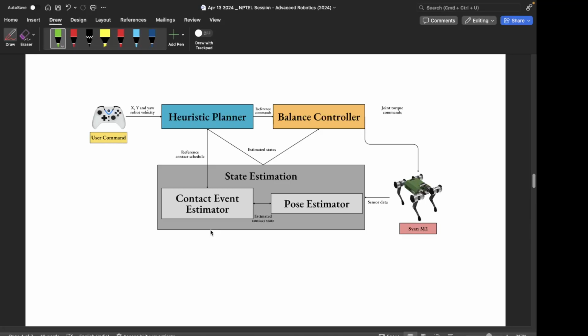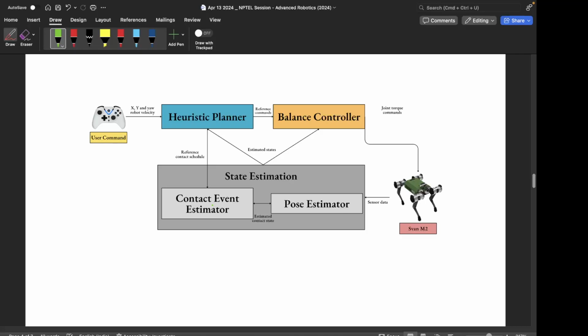So now, as I mentioned at the beginning of the discussion hour, we will see how all these different things are put together and where they come into the bigger picture of making a robot move in the real world, right? So this flow diagram basically shows the overall architecture that is being used on the Swan M2 quadruped robot, right?